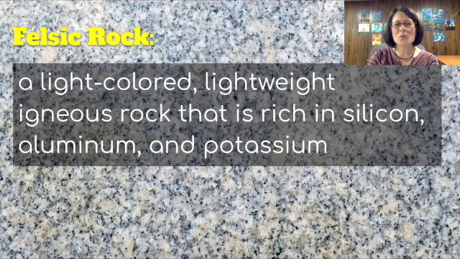There are two types of igneous rock. They are felsic rock and mafic rock. Felsic rock is a light-colored, lightweight igneous rock that is rich in silicon, aluminum, and potassium. And so granite, which is in the background, is a common felsic rock. It's light in color.